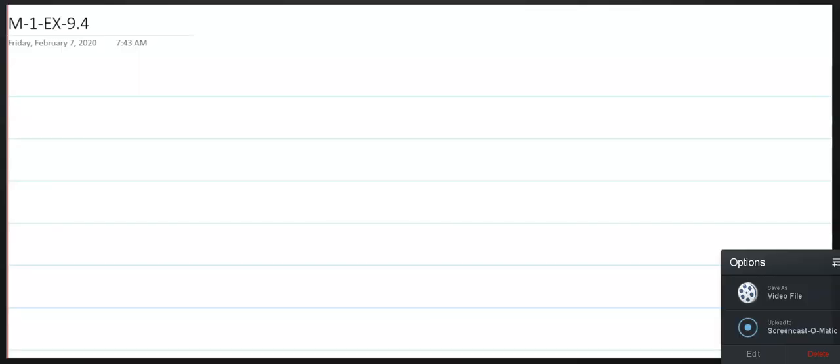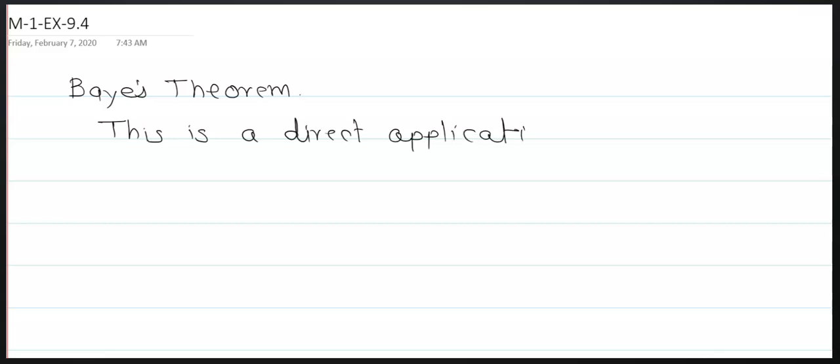Hello students, now we'll start a new topic, that is Bayes' theorem. It is similar to conditional probability, but in this case we are taking different events and the condition for that event also. Now let us start. Bayes' theorem is a direct application of conditional probability.